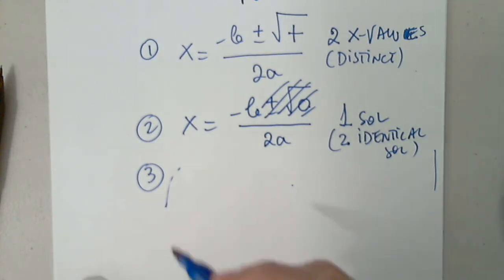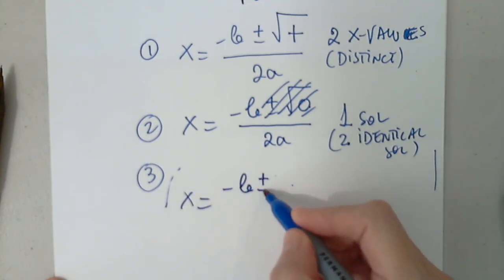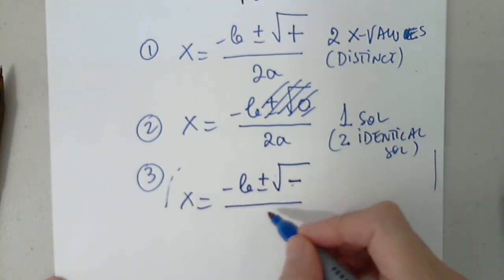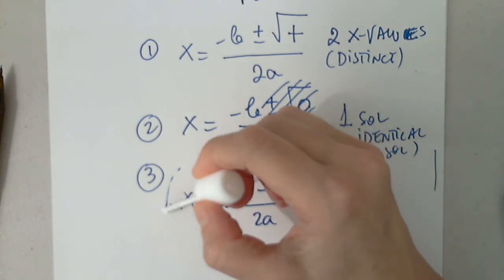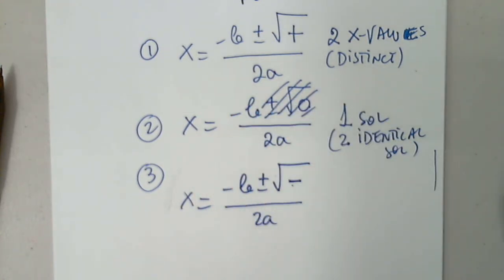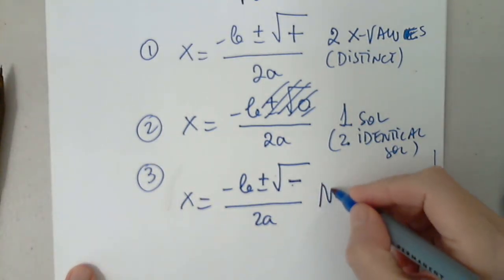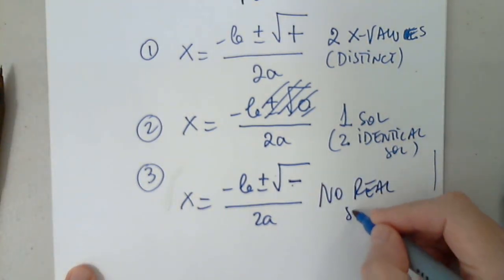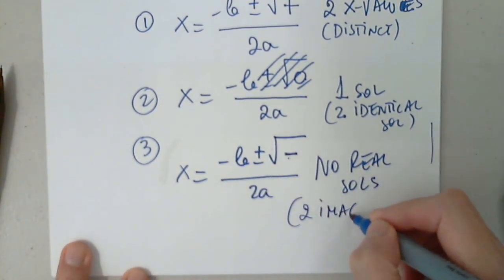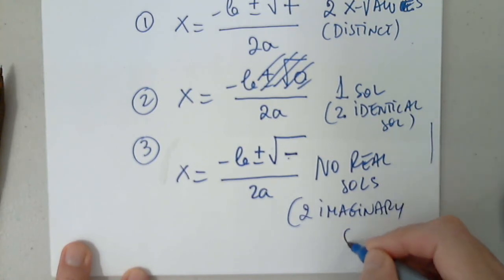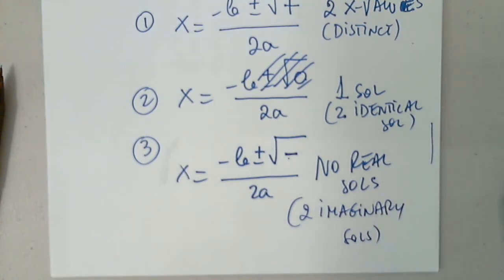In the third situation, what happens? Can anyone tell us what happens when the discriminant is a negative number? You have to take out i. Correct. No real solutions. Two imaginary solutions. Great job. Thank you for asking.